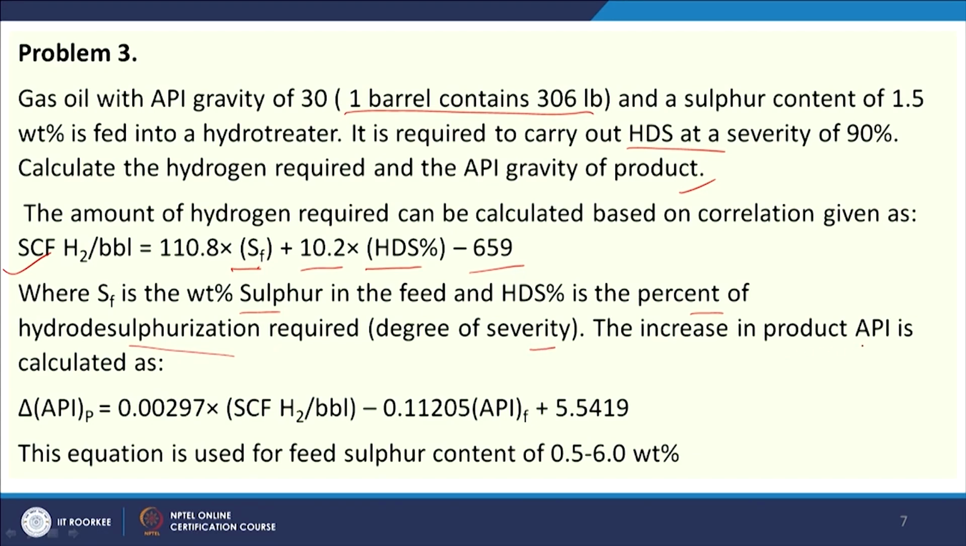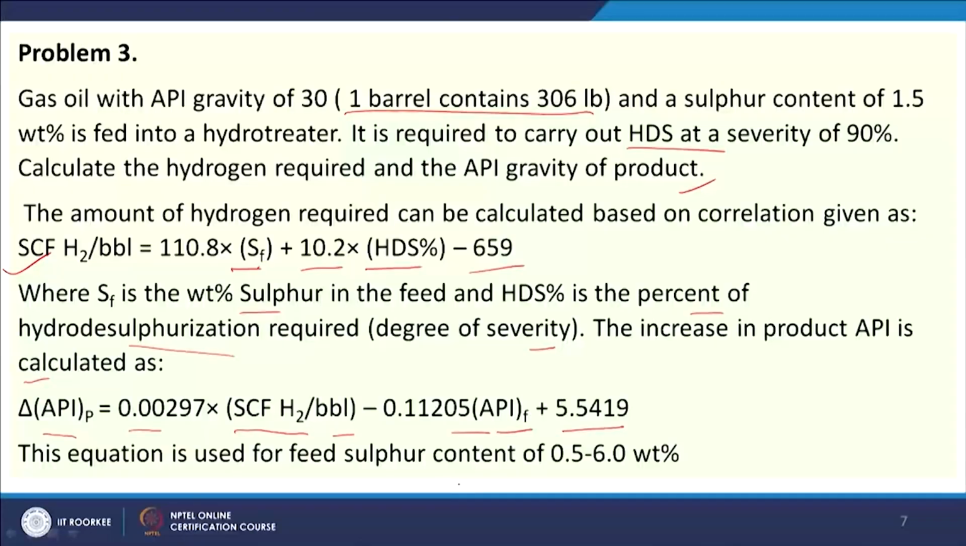The increase in product API can be calculated as delta API P, which equals 0.00297 times SCF H2 per barrel minus 0.11205 times API of feed plus 5.5419. So, this empirical relationship is given, and we can use it to calculate the changes in API due to this process.